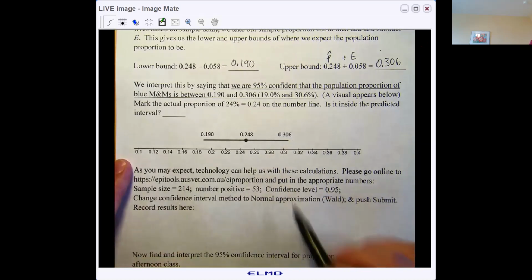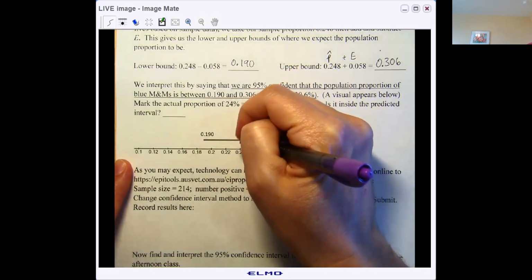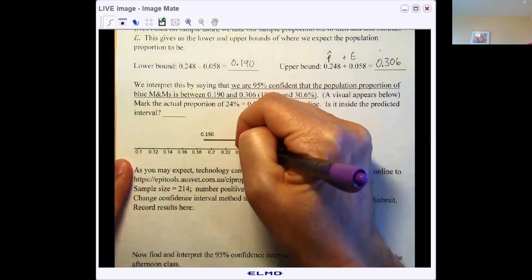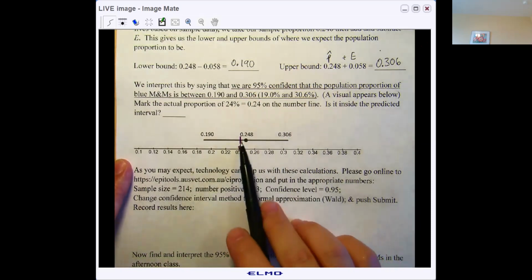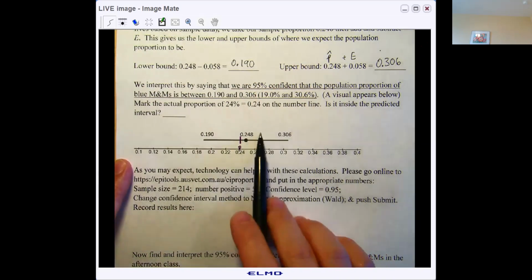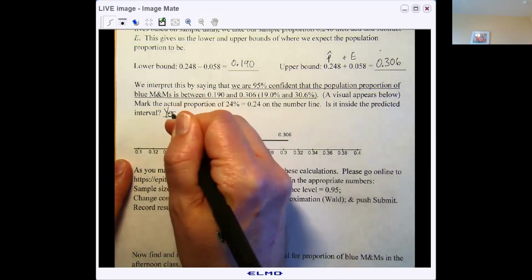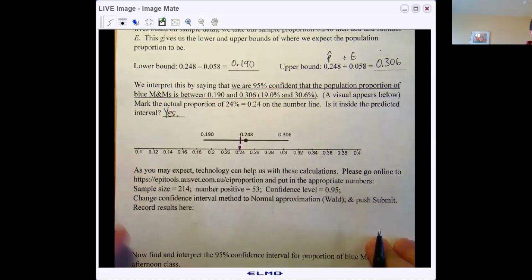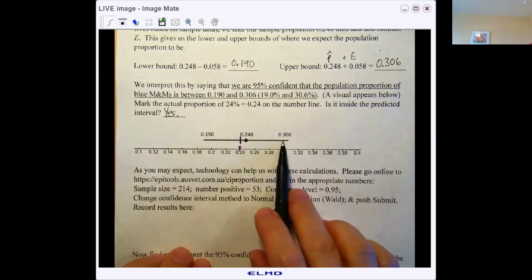And we have a visual here on a number line. If we mark the actual population proportion of 24% on here, that would be little p, the true population proportion, if we were able to measure all M&Ms. Notice that it landed inside our confidence interval, where we predicted the true number would live. That's the beauty of a confidence interval: it narrows down where we think the true population number will be.